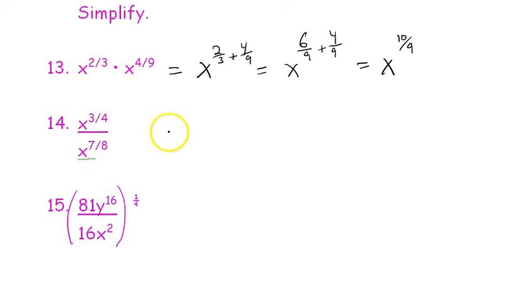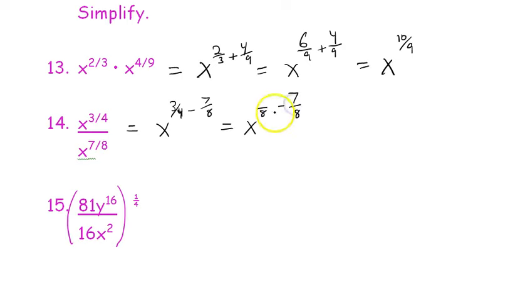Alright, for number 14, I have x to the 3/4 and x to the 7/8. So this is a situation where we subtract. So I'm going to do 3/4 minus 7/8. And again, when I'm subtracting fractions, I need a common denominator. In this case, that would be an 8.